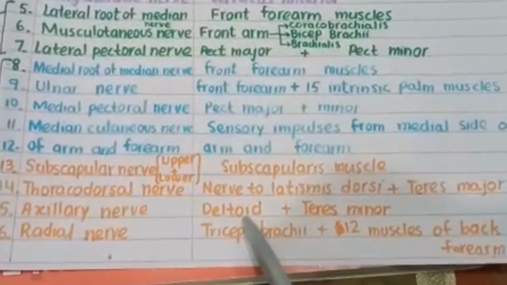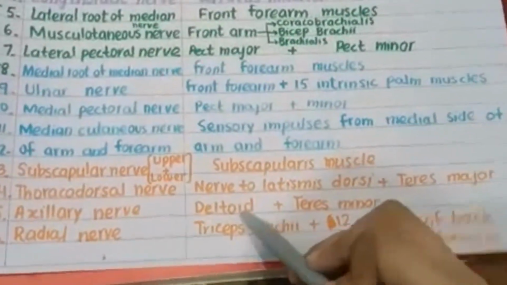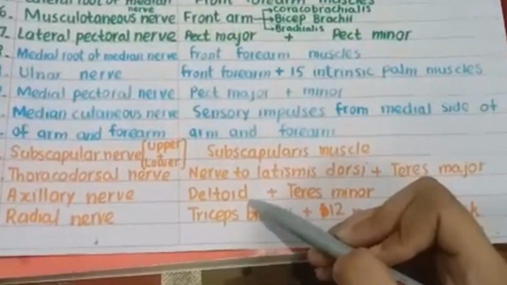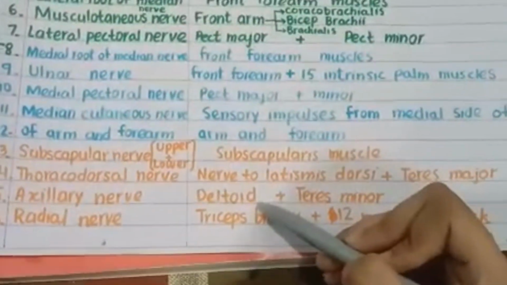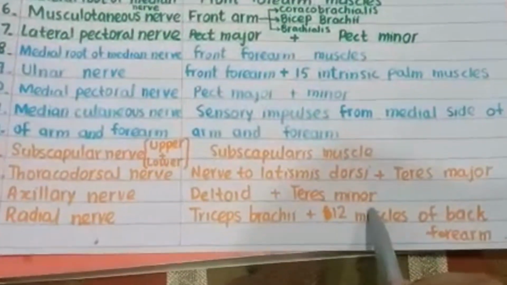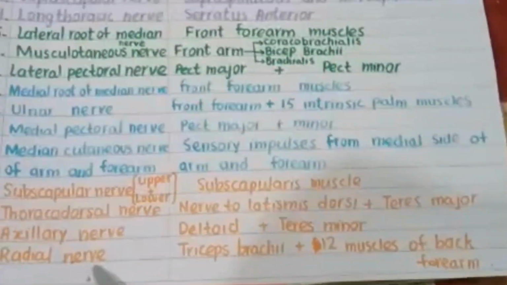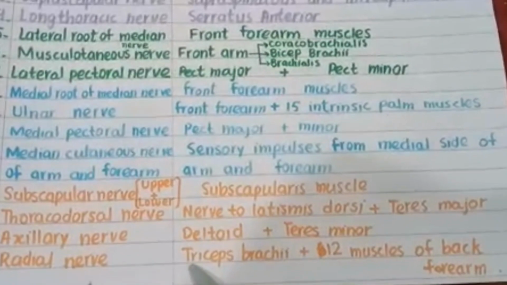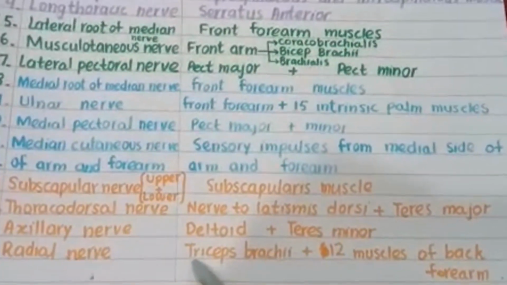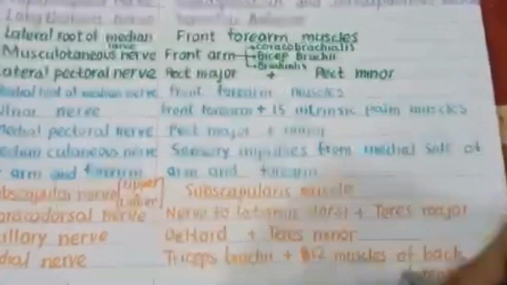This supplies the deltoid muscles. Deltoid muscle is the muscle of our upper arm, and there are 3 fibers: anterior deltoid, medial deltoid, and posterior deltoid, which are involved in flexion, extension, and abduction of our arm. So these muscles are supplied by axillary nerve and teres minor muscle. Then radial nerve. The radial nerve supplies the nerve impulses to triceps brachii, which is involved in the shoulder extension, and then 12 muscles of back forearm.